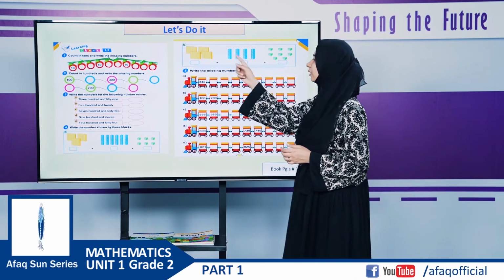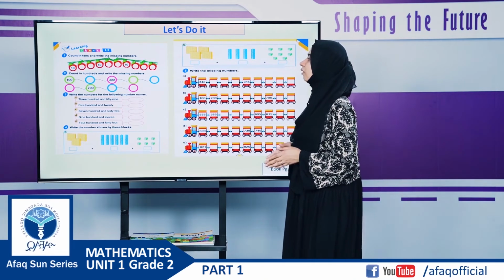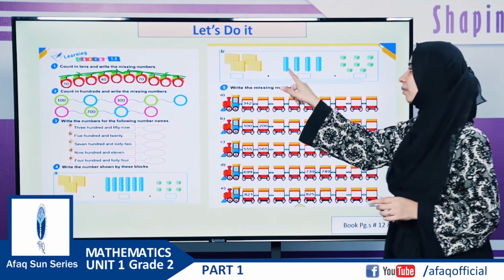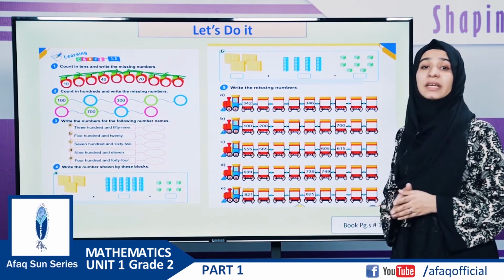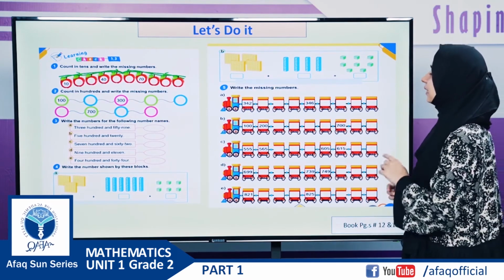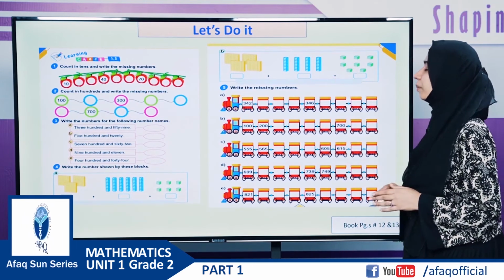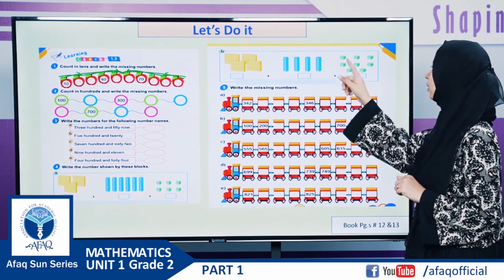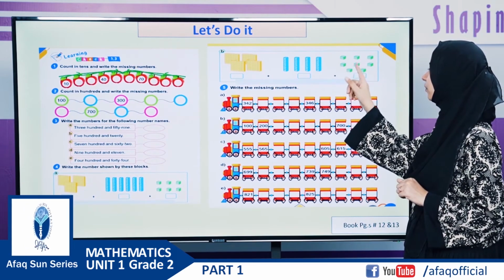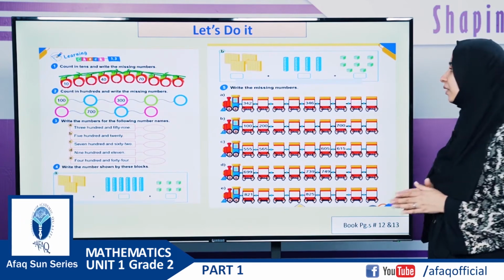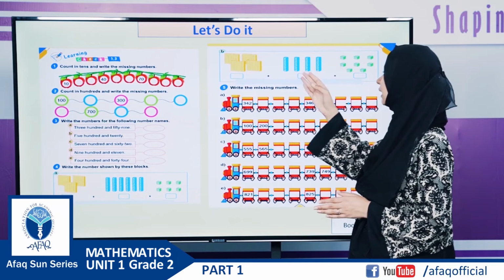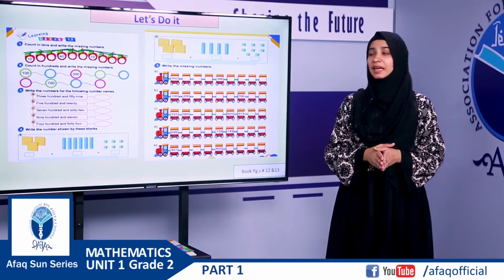Then 1, 2, 3, 4 blocks of tens. We know that 1 block represents 1 ten. So we have 4 tens. We are going to write number 40 over here. And in the next, we know that 1 cube represents 1 one. So we have 1, 2, 3, 4, 5, 6, 7, 8 cubes. So together we have 448.